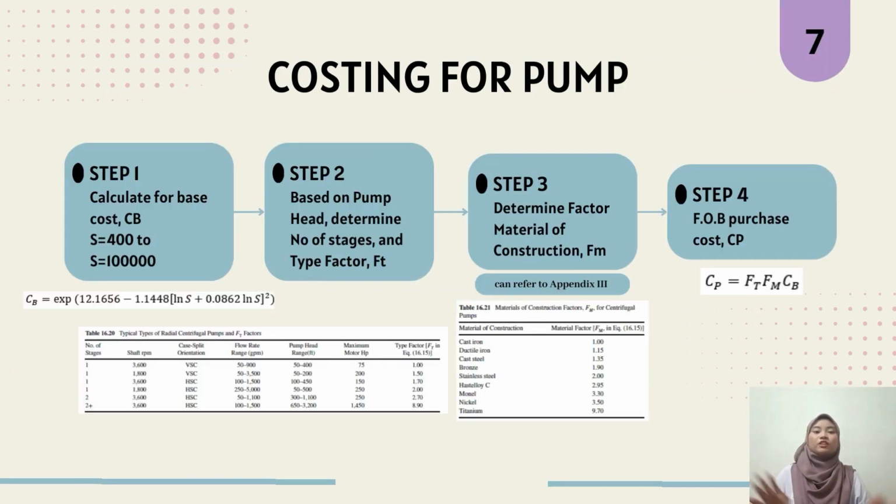Okay, so I will show the calculation of costing for the pump first, step by step. Step 1, we need to calculate the base cost, CB, by using this formula. Next, based on the pump head that we calculated before, we need to determine the number of stages and the type factor from table 16.20. Step 3, determine the material construction factor, FM. The characteristics of the material of construction can be referred from appendix 3 first, and then to determine FM, refer to table 16.21. The last step, we need to calculate the FOB purchase cost, CP, by using that formula.